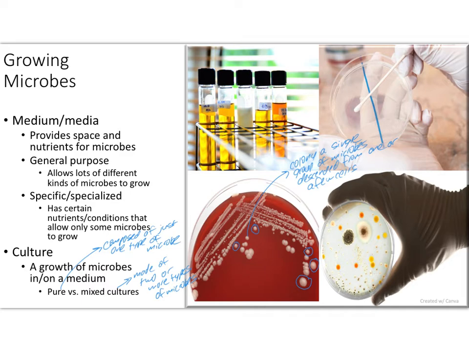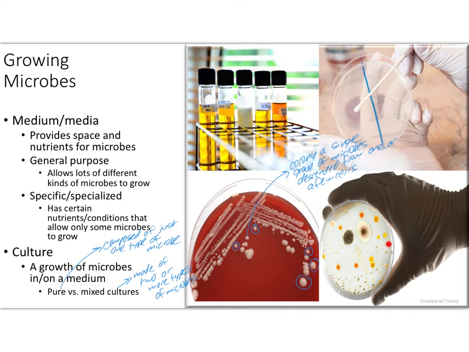So when we're looking at a culture and we're trying to decide whether it's pure or mixed, some of the things we do is look at the color of the colonies, the shape of the colonies, the elevation, the margins of the colonies. And as long as all of that is uniform, we're pretty certain we have a pure culture.